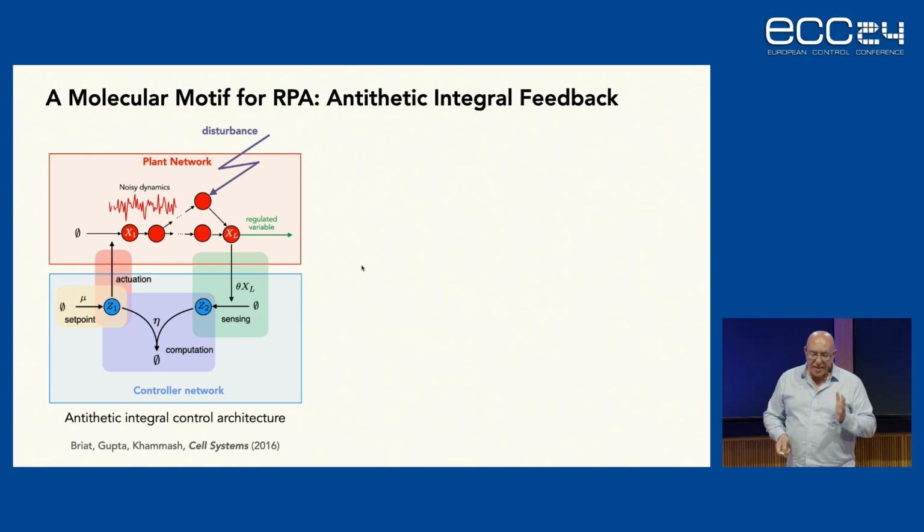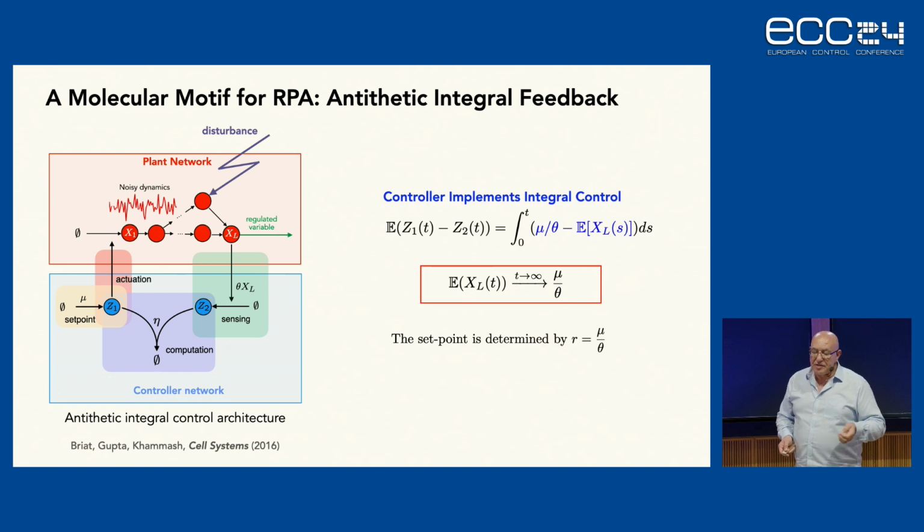Now, one can show that this simple motif does integral feedback, and we call this antithetic integral control architecture. And in fact, one can demonstrate that the expectation of the difference between Z1 and Z2, the concentration of Z1 and Z2, is given by the integral of mu minus theta times the expectation of the variable of interest, where mu over theta is our reference. Okay? So at steady state, this expectation is a constant, and so the only way this integral will give you a constant is if the integrand goes to 0, meaning that the expectation converges to mu over theta.